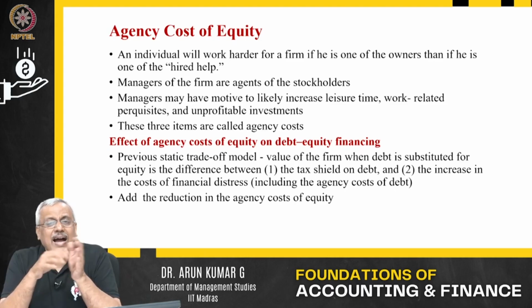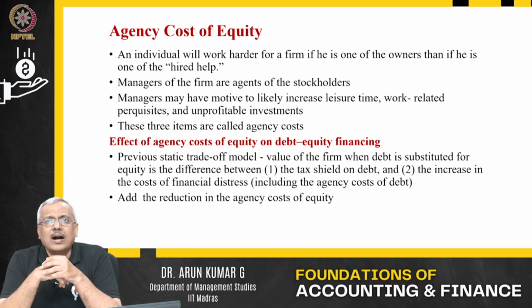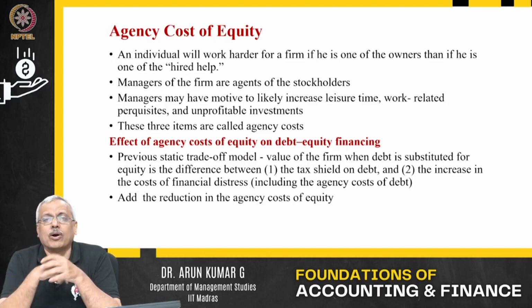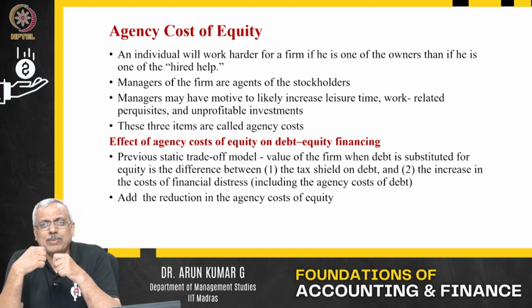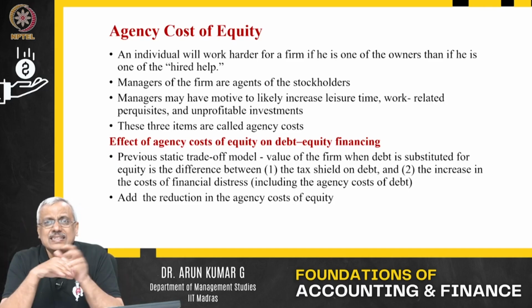Now, I can monitor and everything, but it may so happen that the manager can make a decision which can favor him a little more, or it can compromise my benefit a little bit as a shareholder and benefit him a little more. That is what we call the agency problem. And there is a particular cost associated with it, and that cost is already built in when we look at the cost of equity. This is owner manager, there is an agency problem.